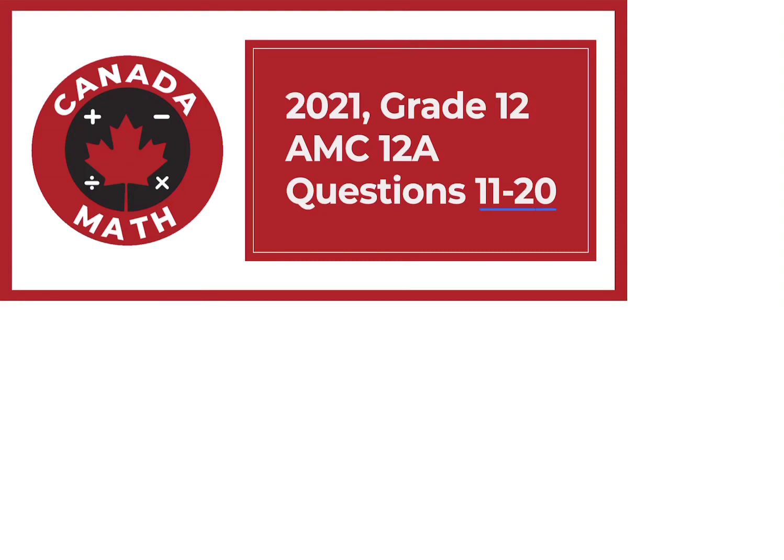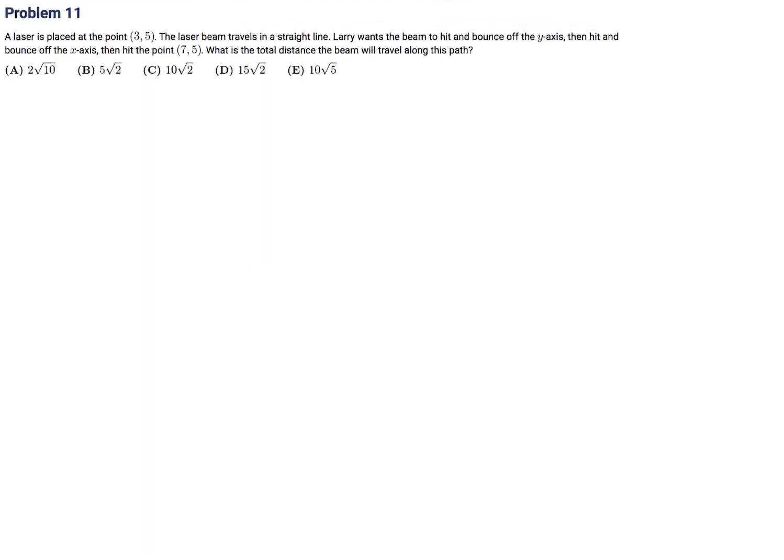Questions 11 through 20 on the 2021 Grade 12 AMC 12A. A laser is placed at the point (3, 5). The laser beam travels in a straight line. Larry wants the beam to hit and bounce off the y-axis, then hit and bounce off the x-axis, then hit the point (7, 5). What is the total distance the beam will travel along this path?